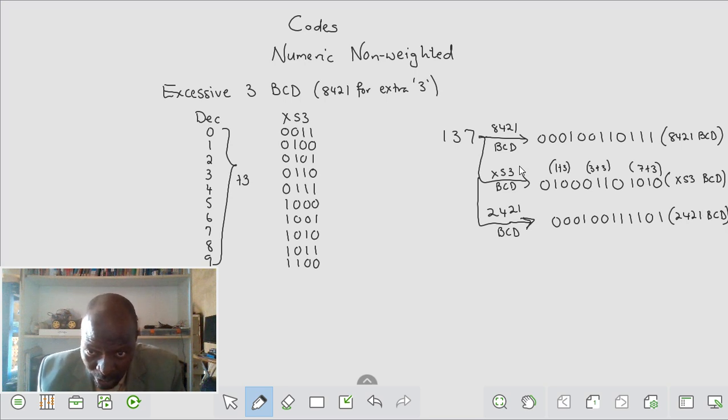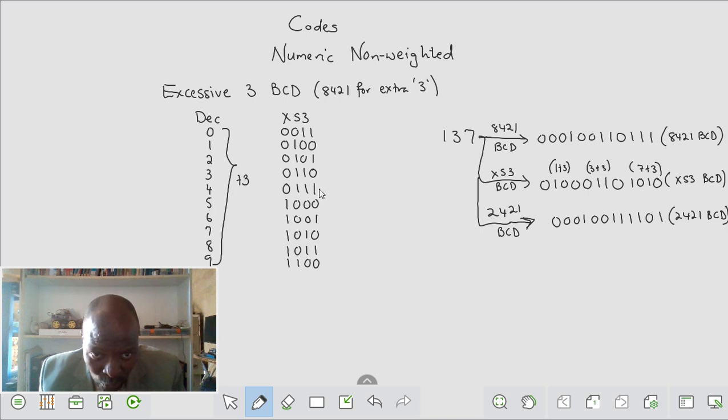Alright, so what we are busy with here is XS3, and all you do is each decimal digit is going to be represented by an extra 3. So if you look now at this code, 4 and 5 are actually 9's complements of each other.